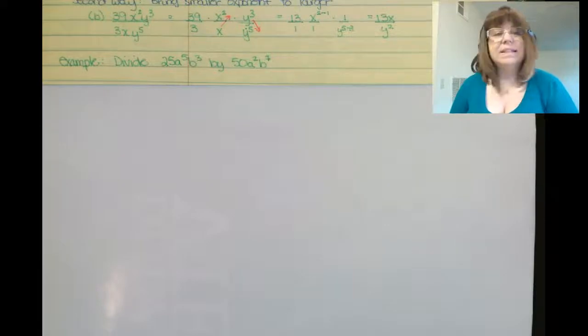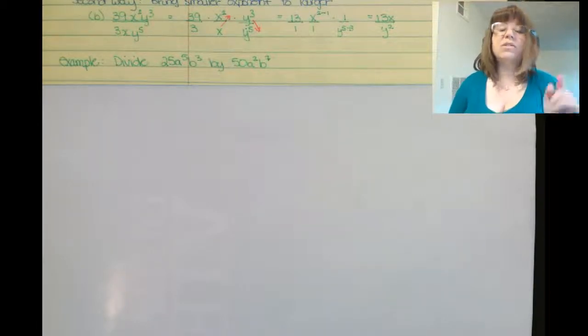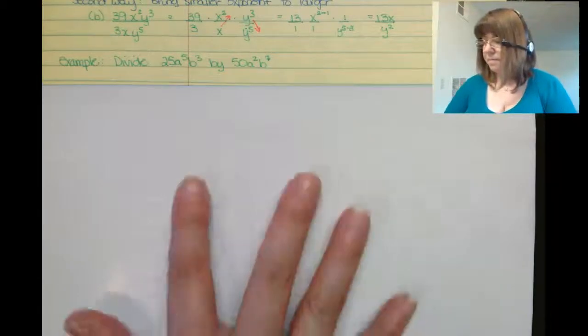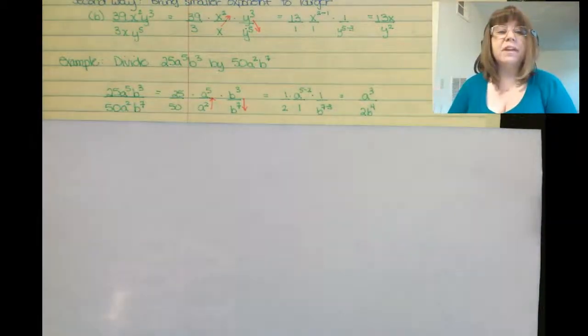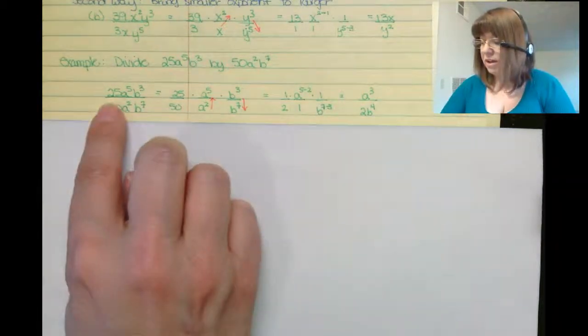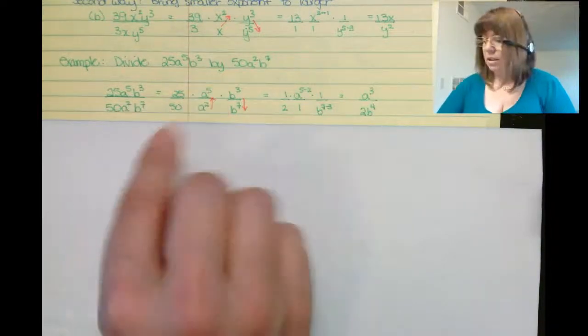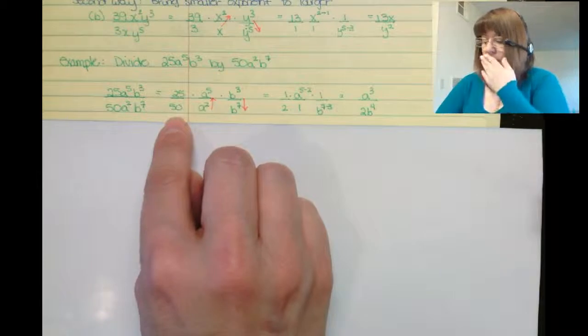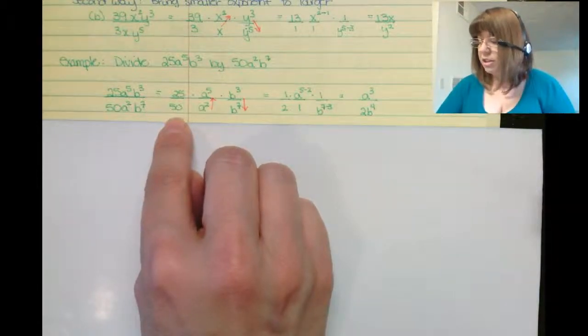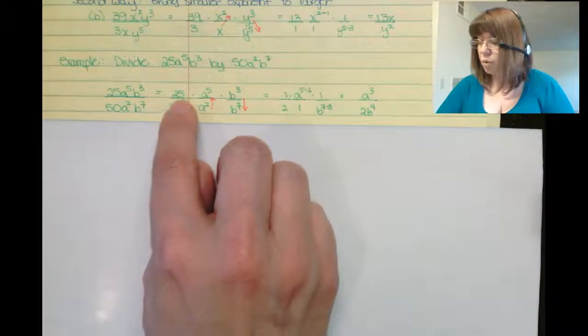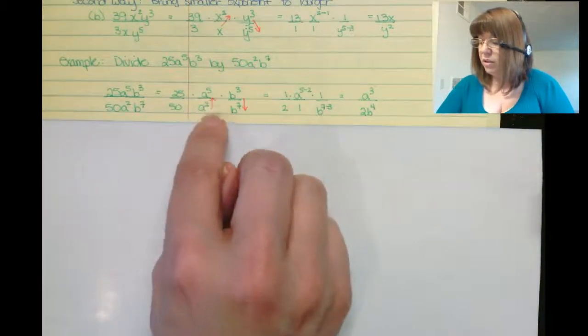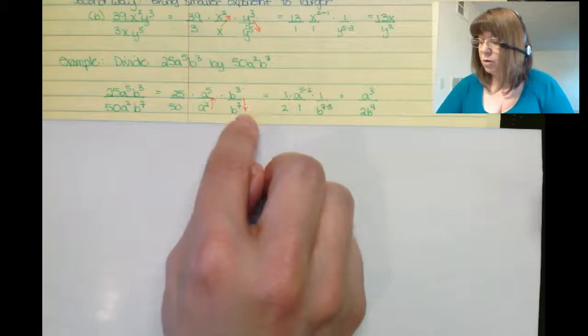Let's try another example. Let's divide 25a to the fifth b cubed by 50a squared b to the seventh. First, we need to understand that when I'm dividing by, it's the by number that is the denominator. So it's going to be 25a to the fifth b cubed all over 50a squared b to the seventh. Go ahead and break apart your coefficients and your variables. 25 over 50, a to the fifth over a squared, and b cubed over b to the seventh.